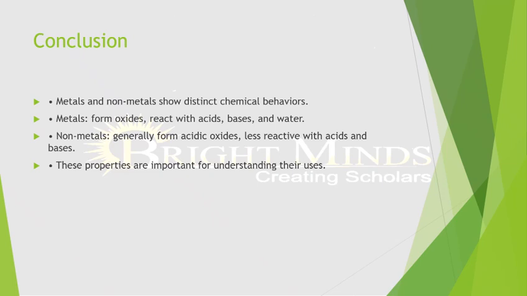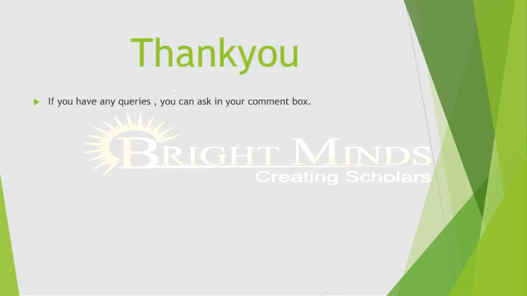Non-metals generally form acidic oxides. Some of the metals, as we have already studied, also form acidic oxides like aluminium and zinc. They form both basic and acidic oxides. That is why they are known as amphoteric oxides. Non-metals generally form acidic oxides and are less reactive with acids and bases. These properties are important for understanding their uses.